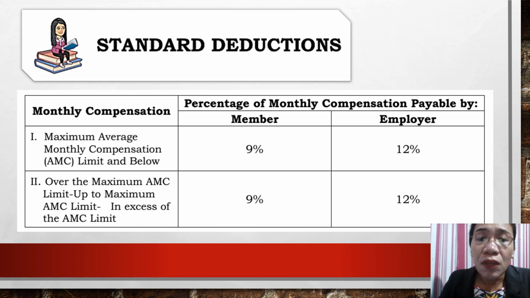Further, members of the Judiciary and Constitutional Commissioners shall pay 3% of their monthly compensation as personal share, and their employers have a corresponding 3% share for their life insurance coverage. Parang meron ding hatian sa Judiciary and Constitutional Commission as personal share. Okay? So, that's it.